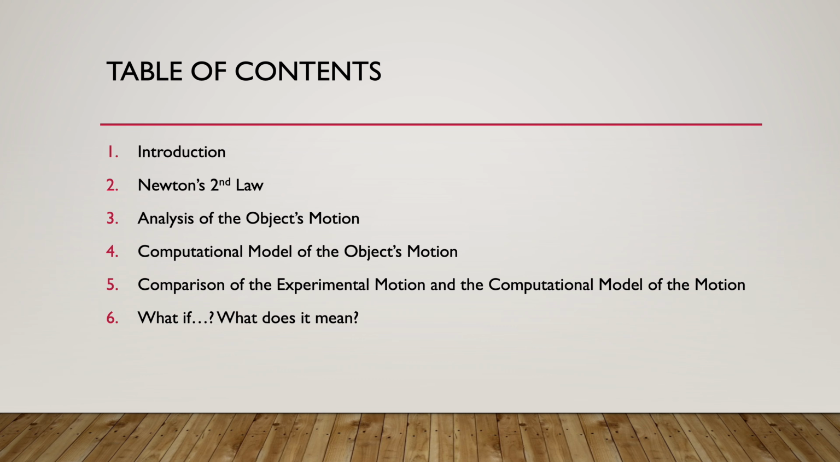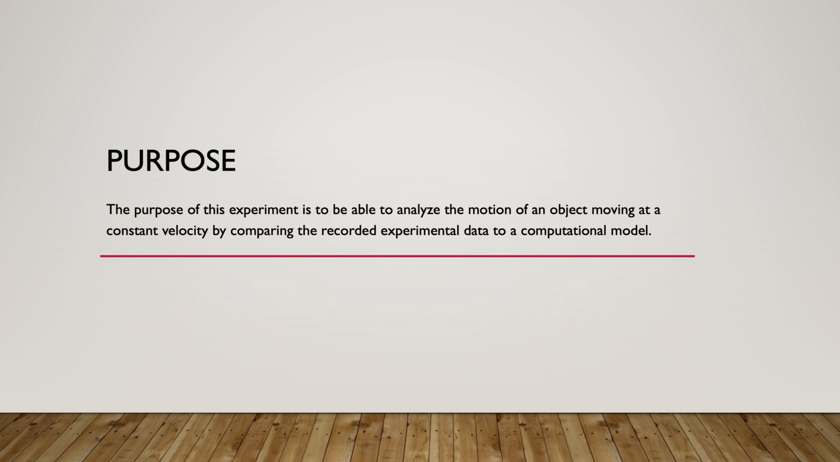I will first start with the introduction of the purpose along with the physics principles that apply to this lab. Then, I will be moving on to the experimental and computational portions of this lab and their significance to the purpose. The purpose of this experiment is to be able to analyze the motion of an object moving at a constant velocity by comparing the recorded experimental data to a computational model.